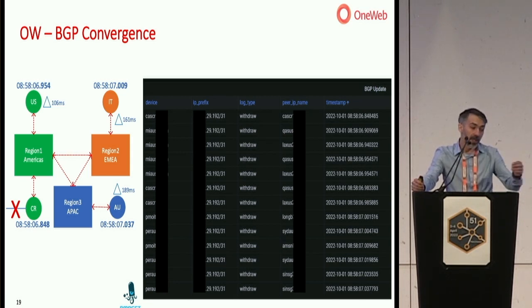So on the left side, you see we have a site in Costa Rica. We flap a route there, and then we measure via our monitoring how much time it takes for that update to be reflected in various clients. So Australia, Italy, and US.